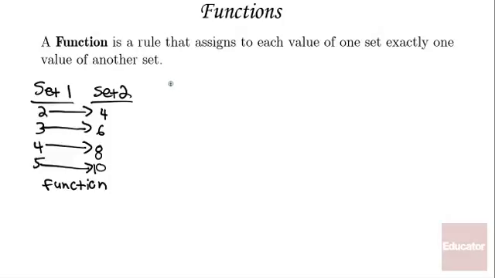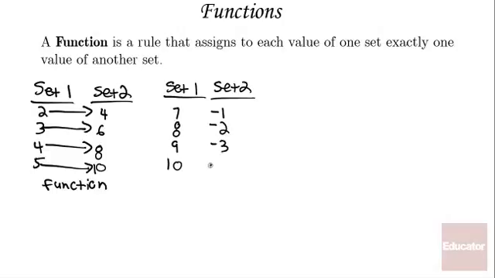Let's take two other sets, set 1 and set 2. 7, 8, 9, and 10, and -1, -2, -3, -4. If I have 7 corresponding to -1, I'm okay so far, and 8 corresponds to -2. But let's say that 9 is assigned to, or corresponds to, -2 and -3. And then 10 is to -4. This is not a function.